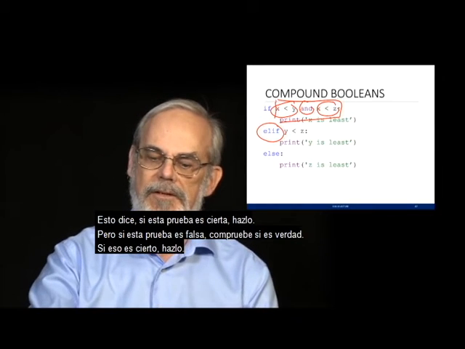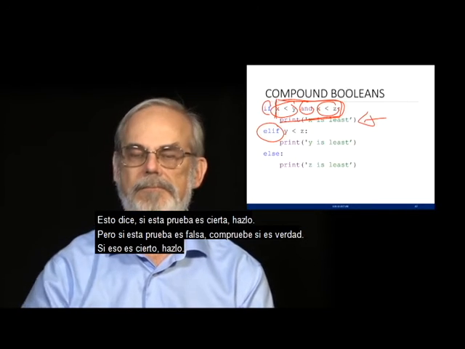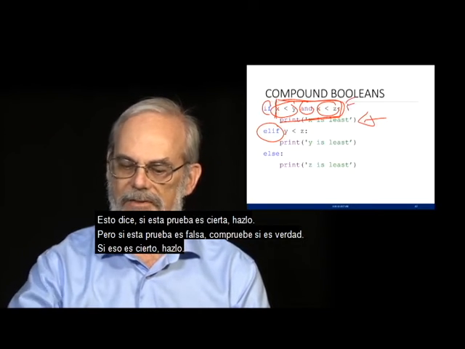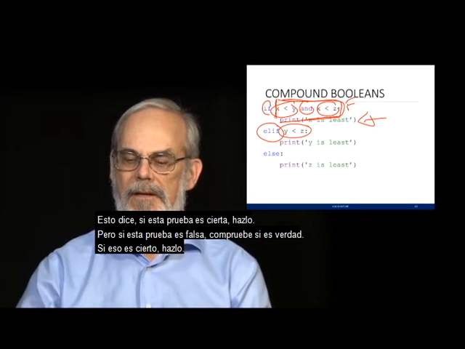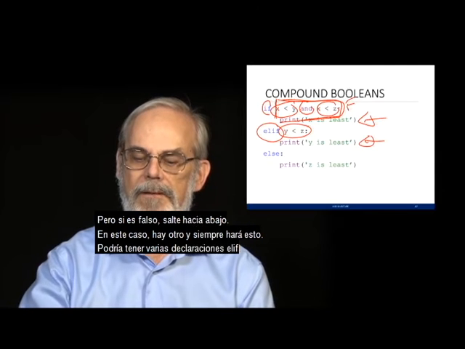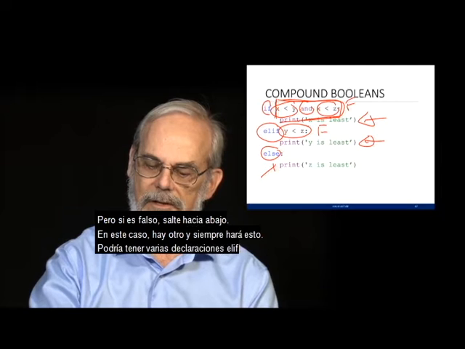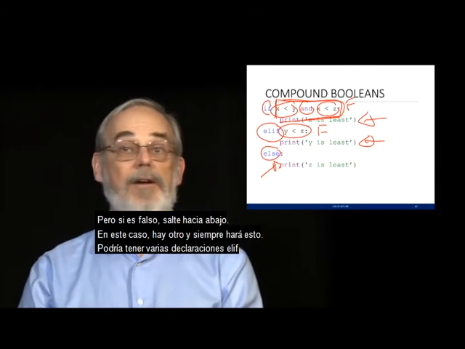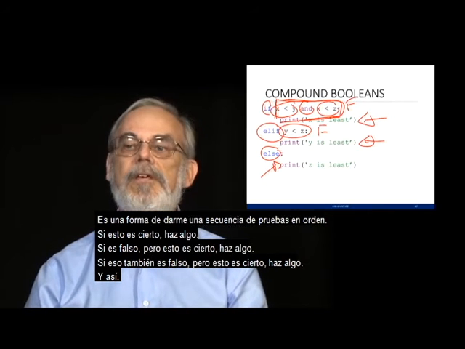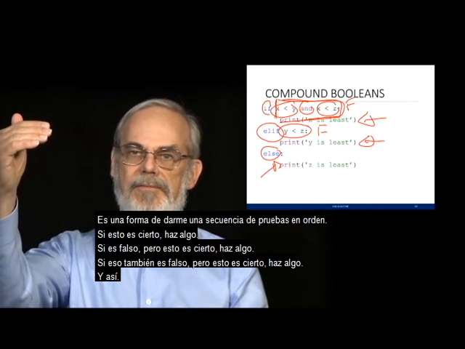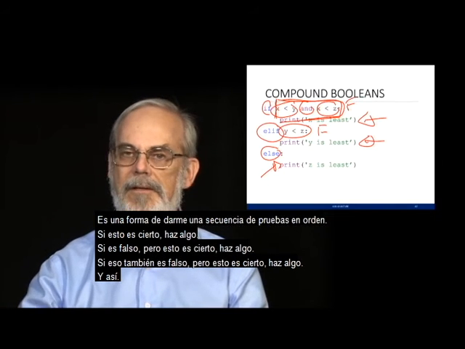if. This says if this test is true, do that. But if this test is false, then see if this is true. If that's true, do that. But if it's false, then skip down. In this case, there's an else, and I'll always do this. I could have multiple elif statements. It's a way of giving me a sequence of tests in order. If this is true, do something. If it's false, but this is true, do something. If that's also false, but this is true, do something, and so on.